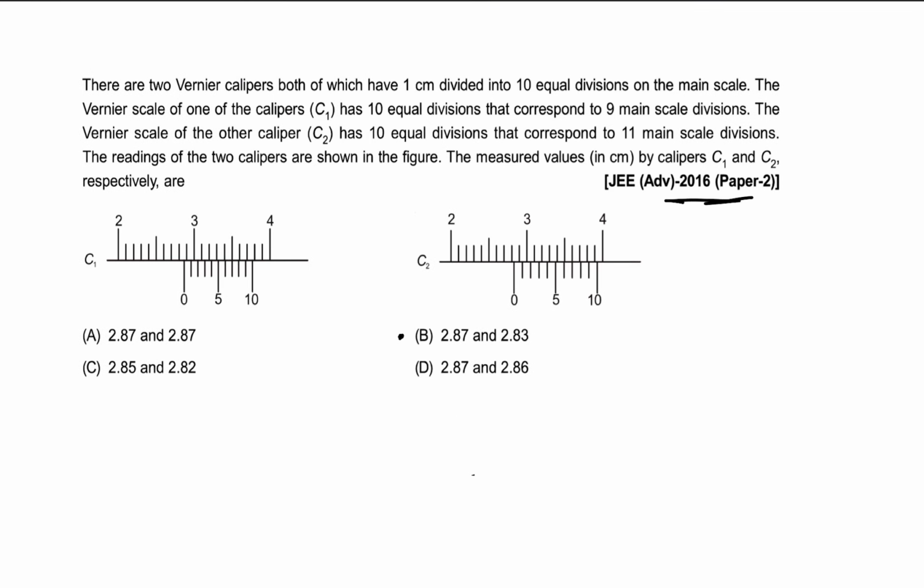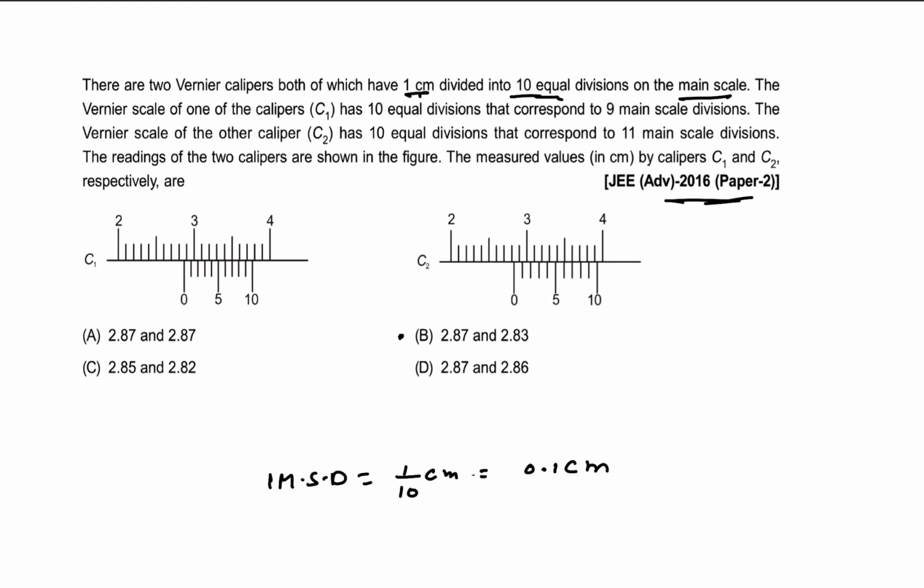Next one. In 2016 paper 2 they have asked this question. There are two vernier calipers, both of which have 1 centimeter divided into 10 equal divisions on the main scale. Nothing but 1 MSD value is equal to 1 by 10 centimeters, that is equal to 0.1 centimeter.